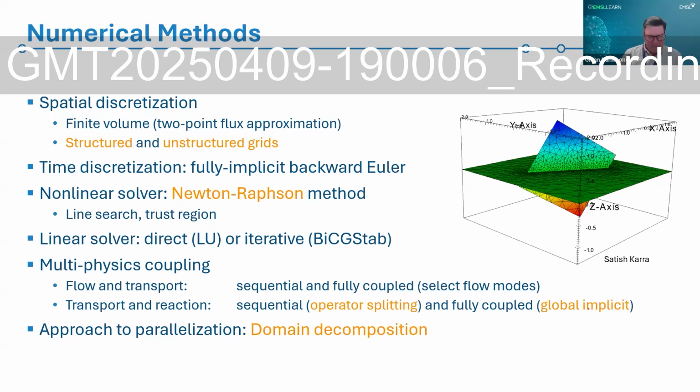Our coupling of physics, and I'm going to focus on the physics that we're going to discuss today, that is flow and transport. Flow and transport are predominantly sequentially coupled, but there are a few flow modes where we have them tightly coupled. For transport and reaction, we can use sequential coupling, that's often referred to as operator splitting, or the global implicit approach, that's fully coupled. We tend to run with global implicit most often because it's very robust and it performs quite well, minimizes the error. And when you can hop on a supercomputer, you can solve those very large systems of equations. Our approach to parallelization is through domain decomposition, and I can answer more questions about all these things if people want to ask at the end.